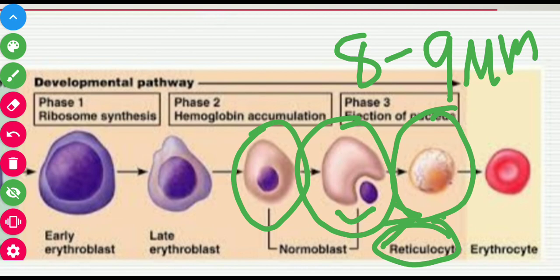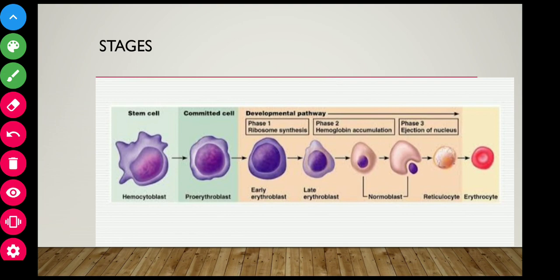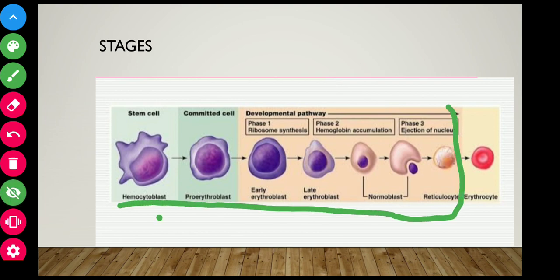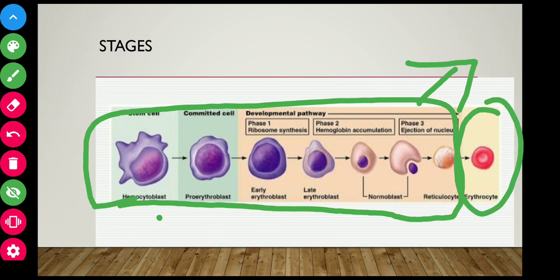All this process, up to the reticulocyte, will occur in the bone marrow itself. After reticulocyte formation, these reticulocytes will be discharged into the bloodstream. After a few hours, what happens? These reticulocytes will lose their reticular pattern and become mature red cells, erythrocytes. So this is the process of erythropoiesis.